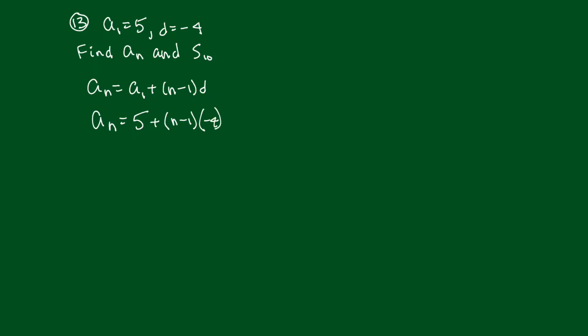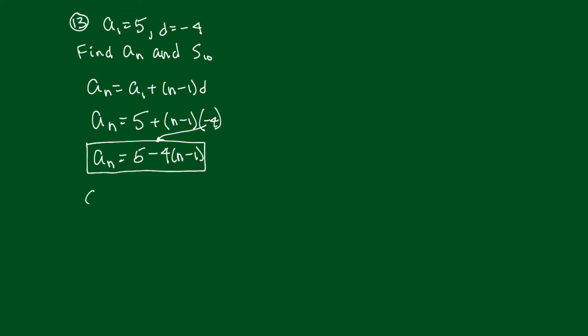So let's just rewrite this. So a sub n is going to be 5 plus, maybe we can write this like this. Instead of plus, I'm going to take that negative 4 and put it here: negative 4 times n minus 1. Okay, so I think that is probably what we're looking for right here.